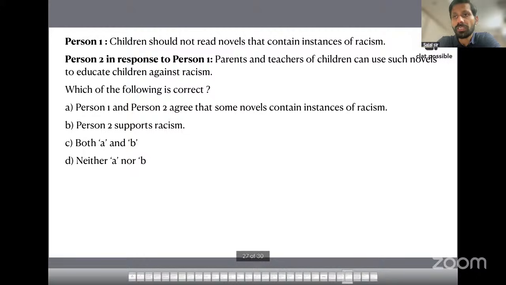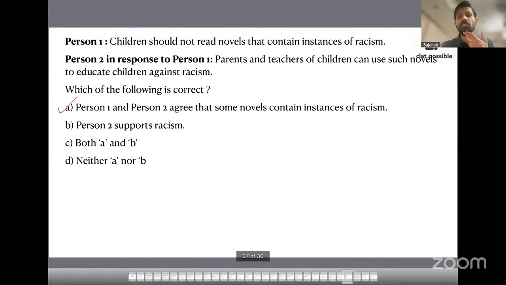It says children should not read novels that contain instances of racism, person one. Person two says they can use such novels to educate children against racism. Now, clearly they disagree on whether children should read such novels that contain instances of racism or not. They disagree there, right? Let's look at option A. Person one and person two agree that some novels contain instances of racism. Yes, this is where they agree, right? They disagree whether children should read them or not, but they clearly agree that there will be some novels that contain instances of racism, right? So A looks like a good option.